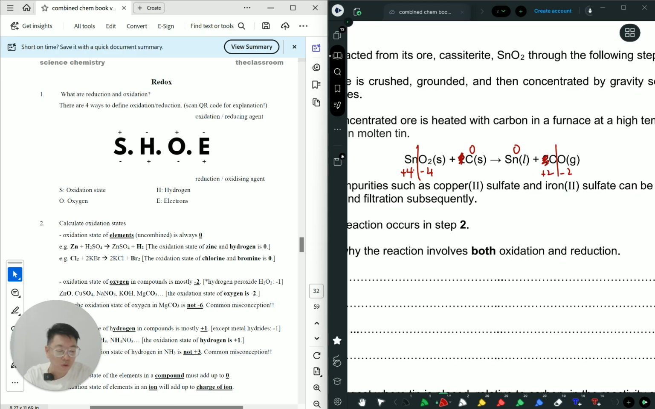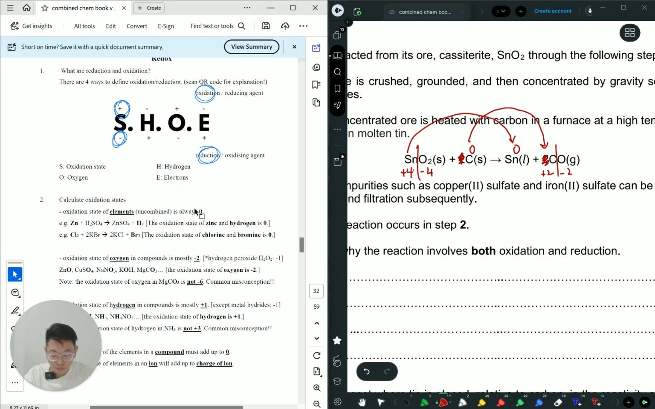This is +2. Oh! What happened to carbon? The number increased from 0 to +2. Right? Look at the oxidation state. Carbon goes from 0 to +2, right? What happens? Oxidation state increase means it is oxidized. That's how you use it. Look at the tin. From +4 becomes 0. Number from +4 becomes 0 means the number drops. So oxidation state decrease means reduced.